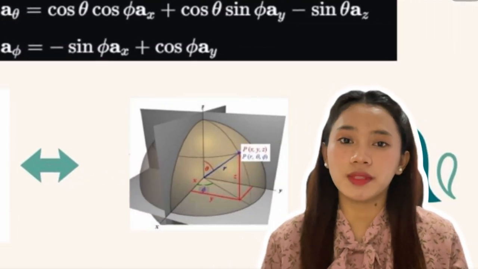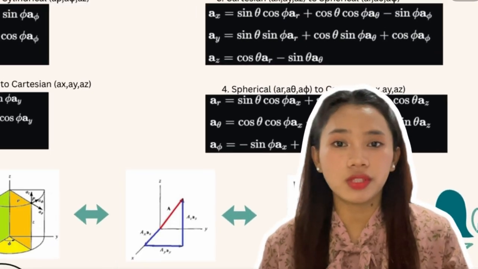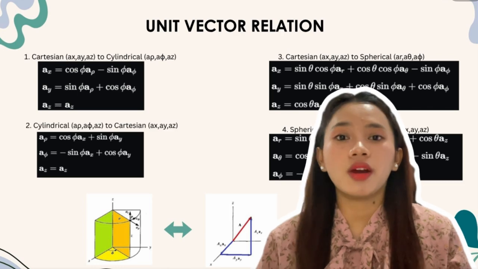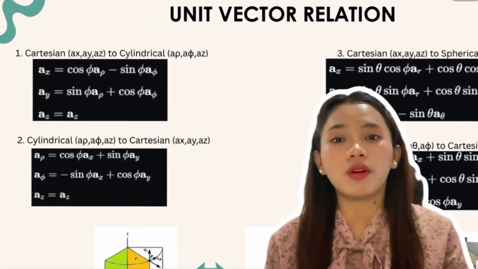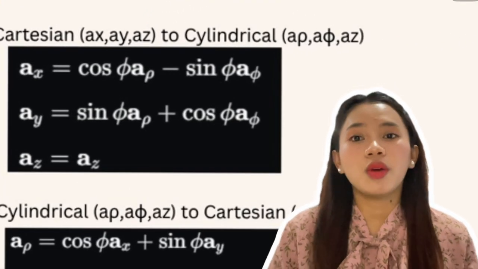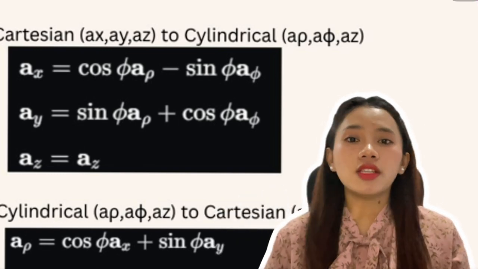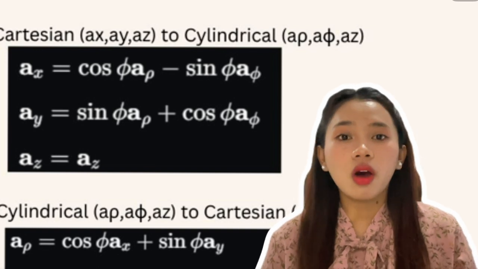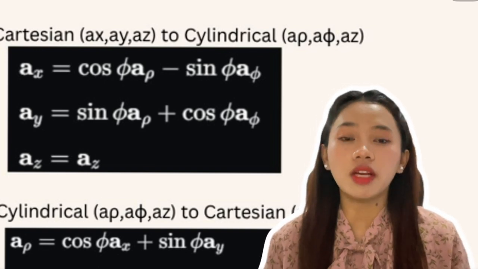To solve problems involving electric or magnetic fields in different geometries, we convert unit vectors using trigonometric relations. For example, to convert from Cartesian to cylindrical, we use this formula. This conversion lets us apply vector operations like gradients or divergence correctly in any coordinate system.